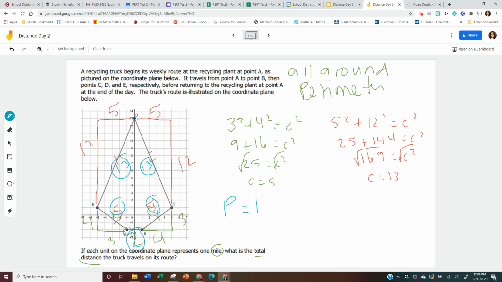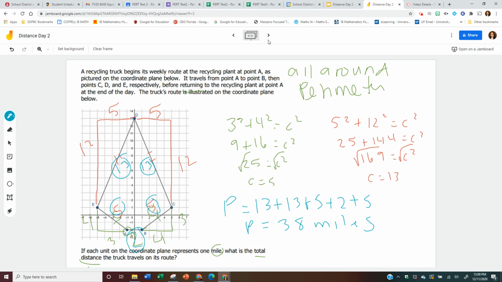Okay, so when I add them up, I get 13 plus 13 plus 5 plus 2 plus 5. Okay, and if you're pretty good at mental math, 13 plus 5 plus 2 plus 5 comes out to 38. So the perimeter comes out to 38. And then remember, this says miles. So our perimeter is 38 miles. That's how far the truck travels, the recycling truck.